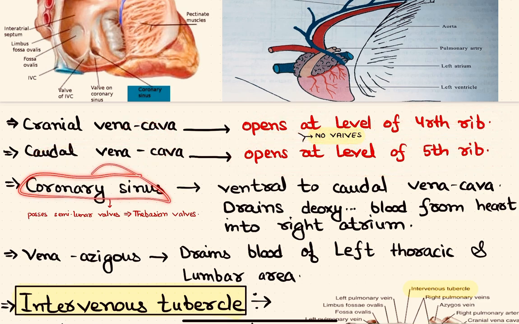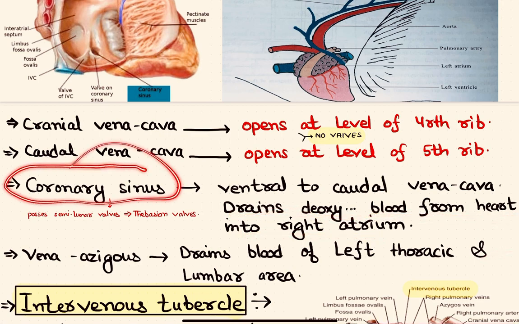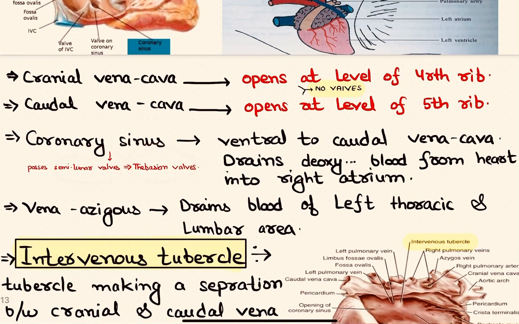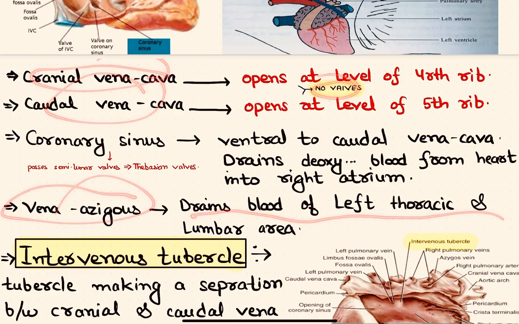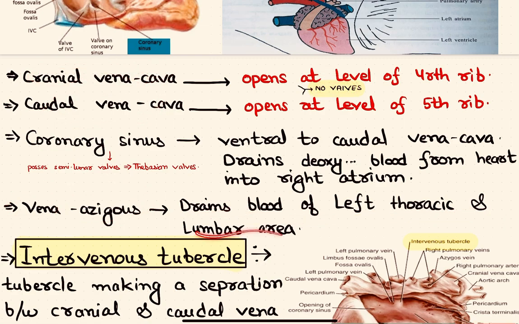What is the coronary sinus? It is ventral to the caudal vena cava, which drains deoxygenated blood from the heart into the right atrium. And you have to remember that the coronary sinus possesses semilunar valves, which are known as Thebesian valves, and the cranial and caudal vena cava have no valves. What is this hemiazygos? It drains venous blood of the left thoracic and lumbar area.